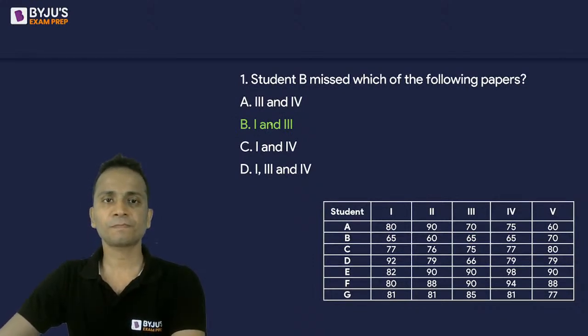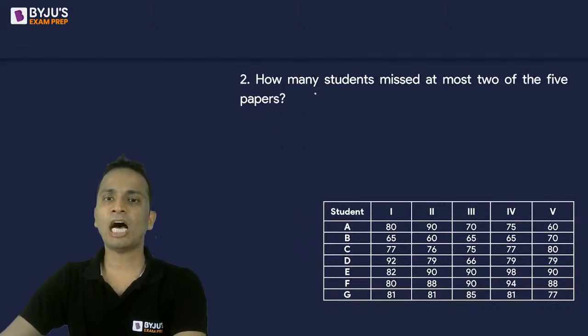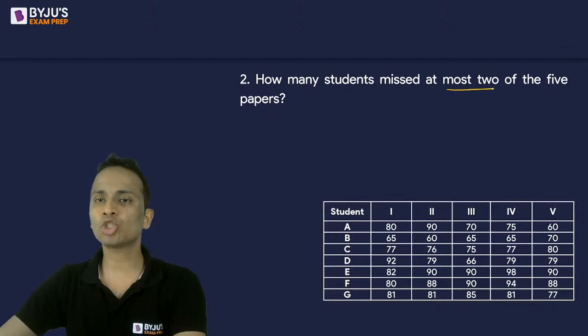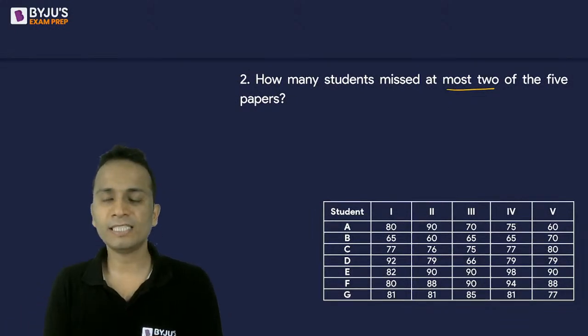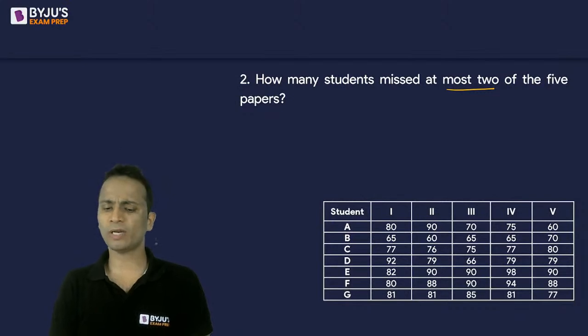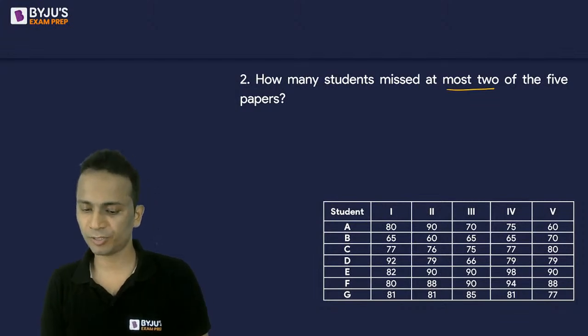Next question. Question number 2. How many students missed at most 2 of the 5 papers? At most 2 of the 5 papers. Come on. This is an easy question. Post your answer in the chat box. How many students missed at most 2 of the 5 papers?